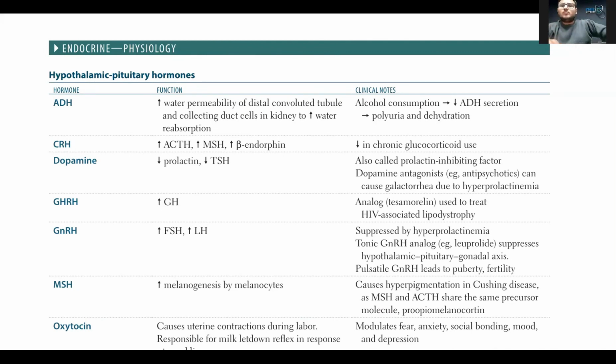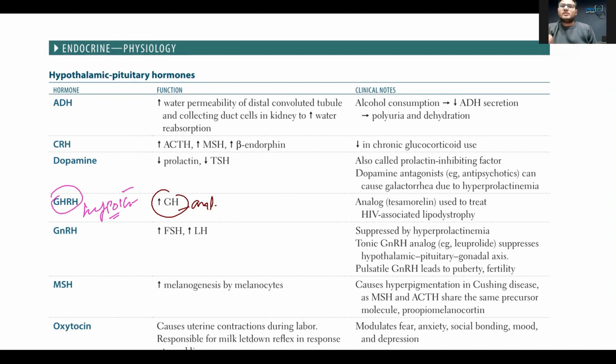Growth hormone releasing hormone next. It is released from the hypothalamus. It increases growth hormone from the anterior pituitary. What is this? Simple, we will study in detail in the next slides. An analog of this is tesamorelin, which is used in HIV lipodystrophy.